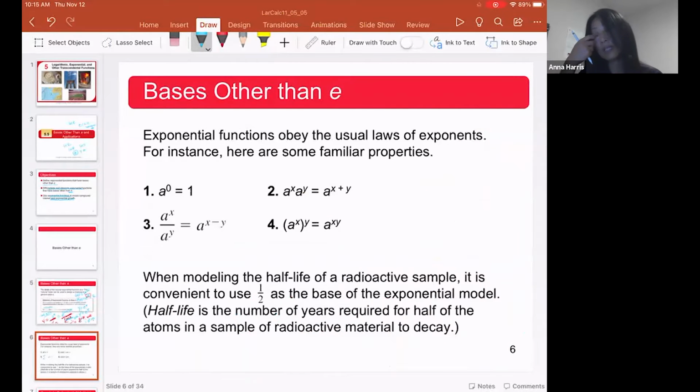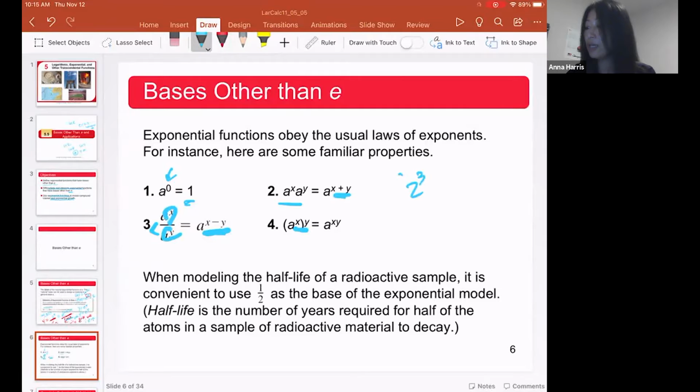So one more thing. This has nothing to do with calculus. This is just a review of college algebra, in a way. Anything to the 0 power is 1. If you have the same base with division, you can subtract the powers. If you have a multiplication of the same base, you can add the powers. If you have parentheses raised to a power, that means multiplication of the powers.